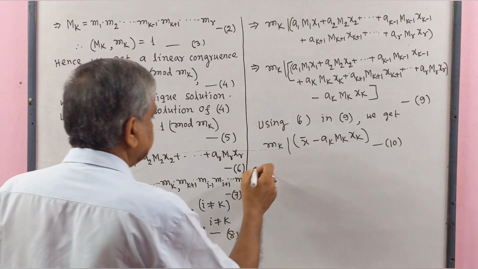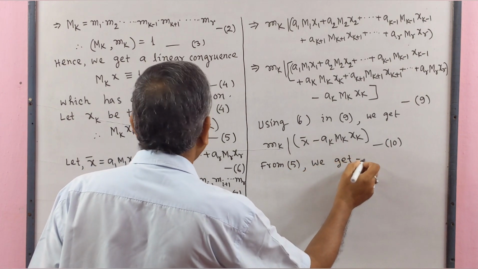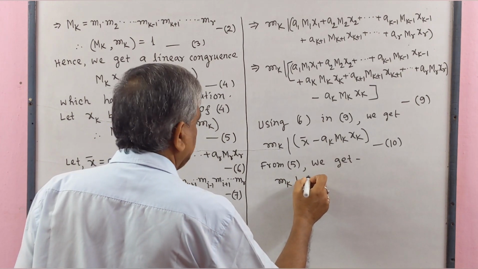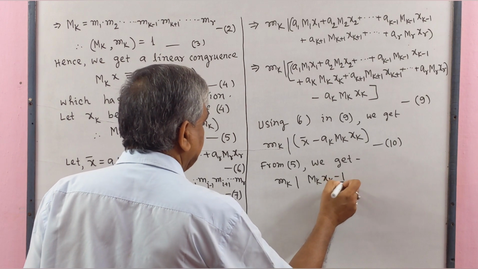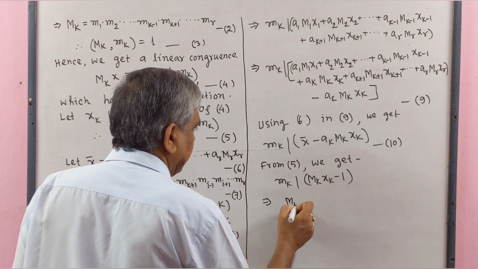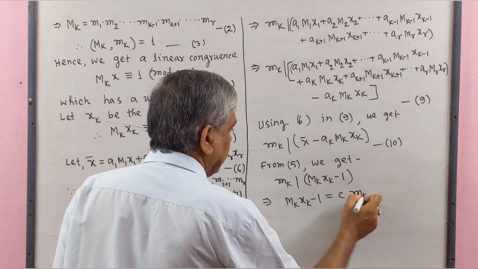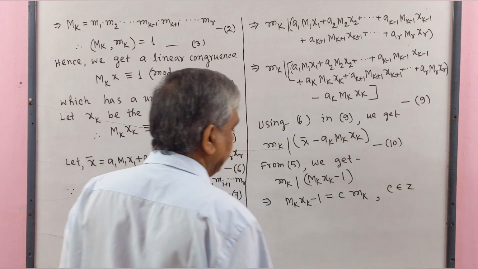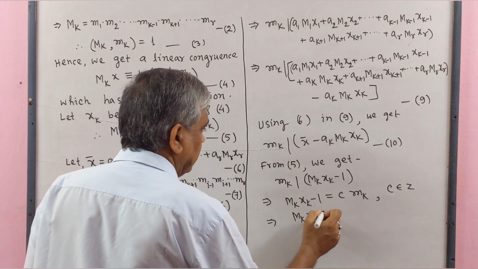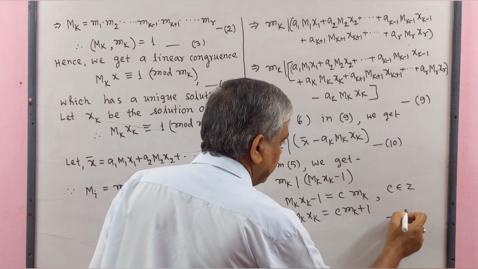Here from 5 we get small mk divides capital Mk xk minus 1, implies that capital Mk xk minus 1 equal to some integer c multiply small mk, c is an integer, implies that capital Mk xk equal to c small mk plus 1. Let this is number 11.